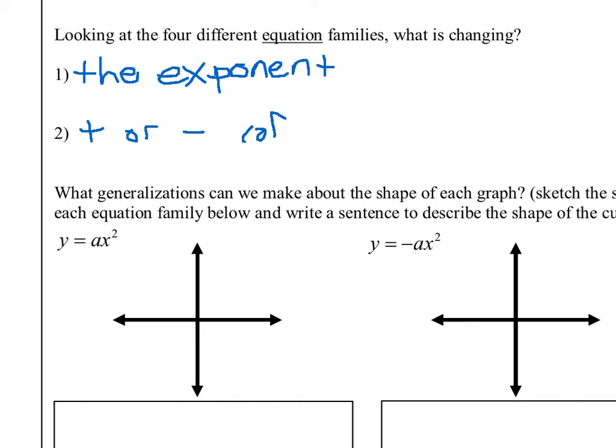So positive or negative, I'm going to rewrite that, coefficients. So those are the two things that can change our graph. And this is not too different from when we had linear equations. What changed the slope of the linear equation? How did we know if a linear equation was going to be positively sloped or negatively sloped?